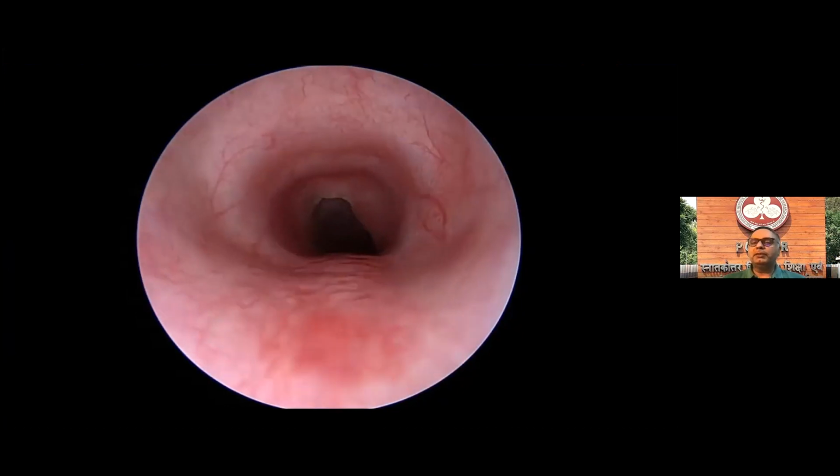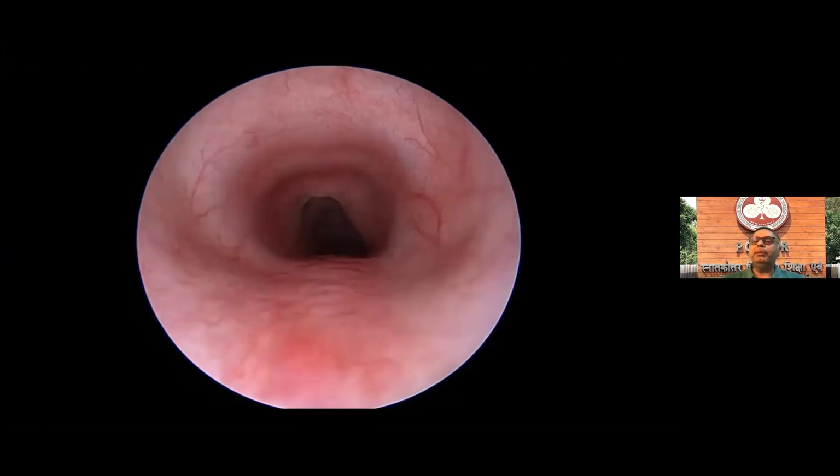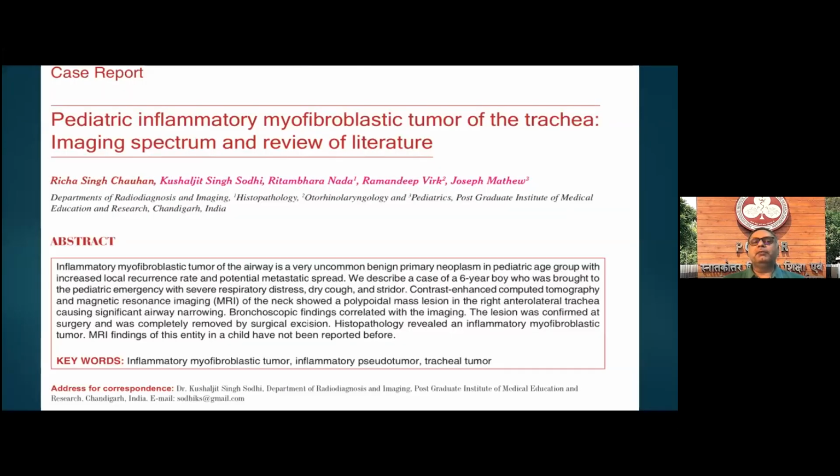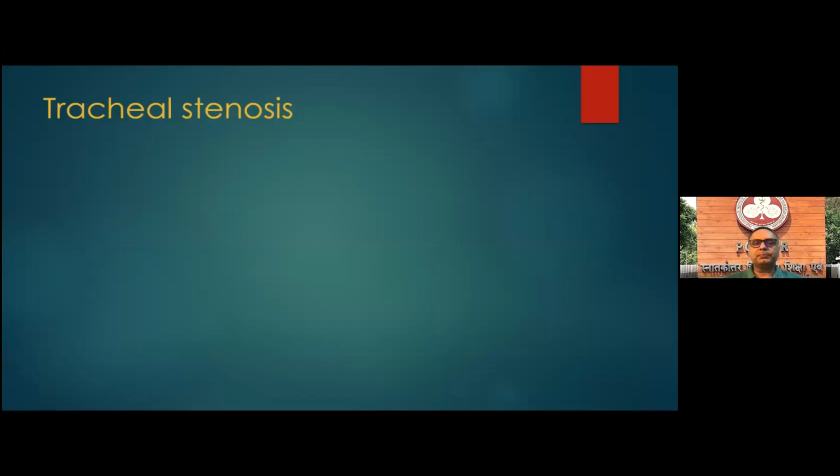You'll be able to notice the minimal bleeding and minimal charring also, since the temperatures don't rise above 40 to 50 degrees Celsius. We have also removed a myofibroblastic tumor of the trachea with this technique.